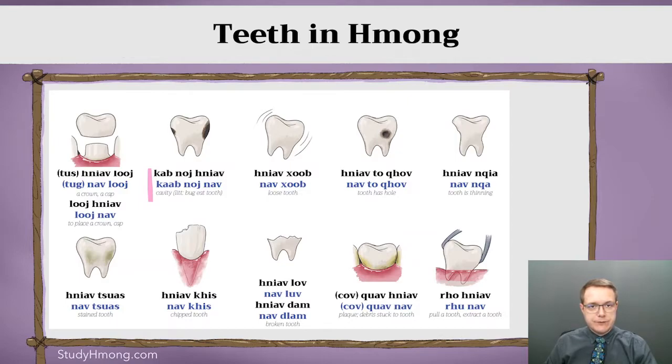Oftentimes, for a cavity, as in tooth decay specifically, they use a phrase that means like a bug is eating the tooth, or a germ is eating the tooth, right? So in White Hmong, we would say ka no nia, and in Green Hmong, we'd say kang no na.